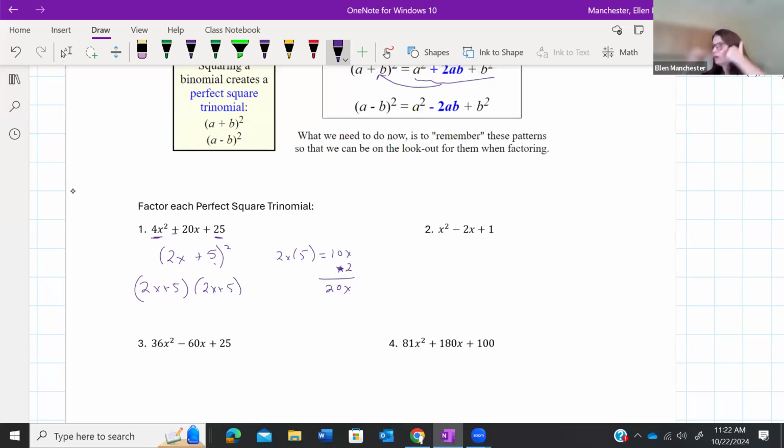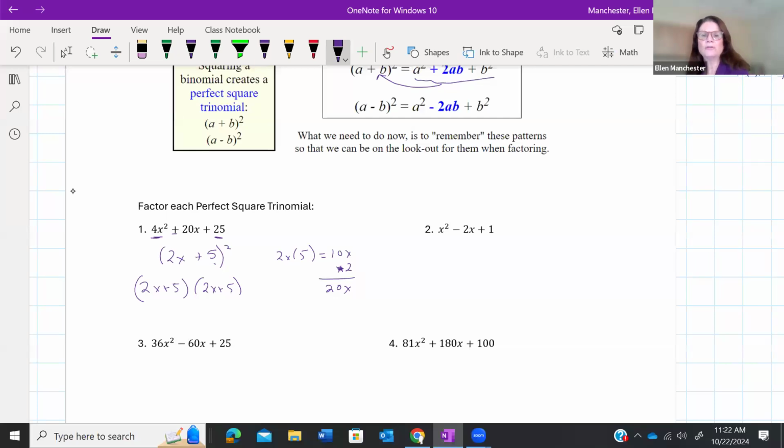And again, if you don't trust yourself, you can always check it. 2x times 2x is 4x squared. 2x times 5 is 10x. 5 times 2x is 10x. There's my 20x. And then 5 times 5 is 25. Okay, so the difference of two squares and the perfect square trinomial, it's a visual. You have to be able to recognize it right off the bat.